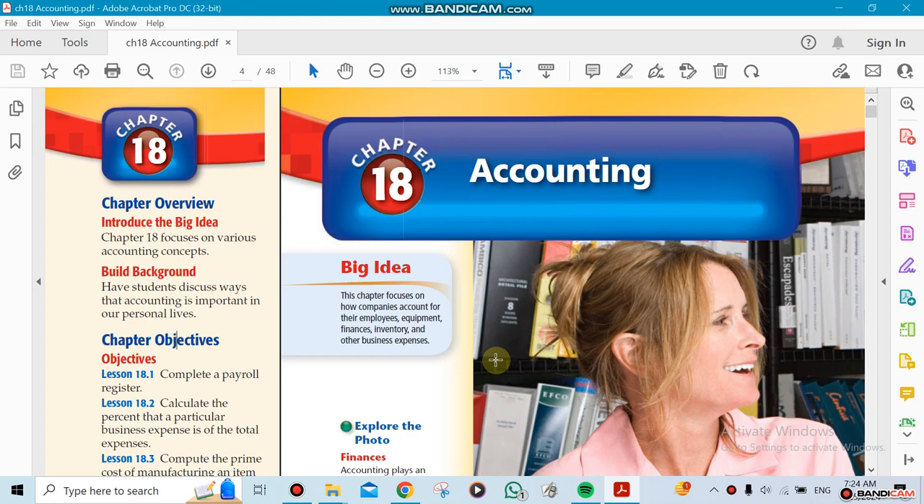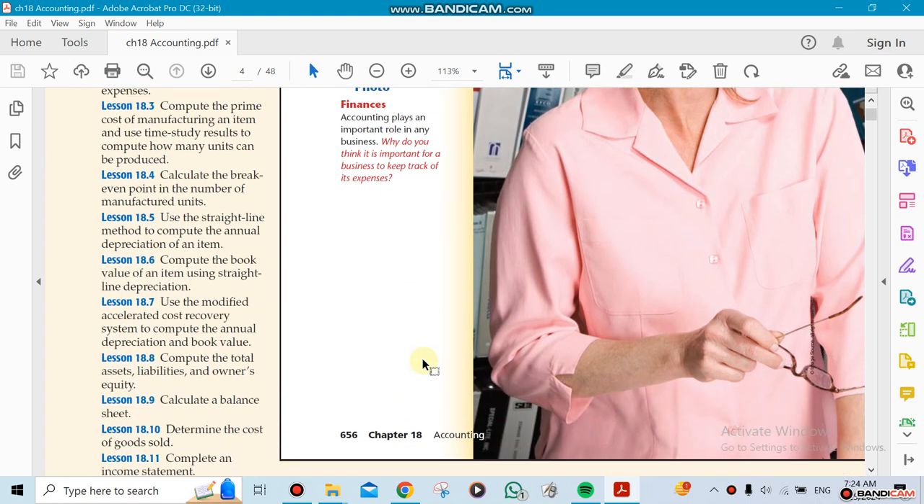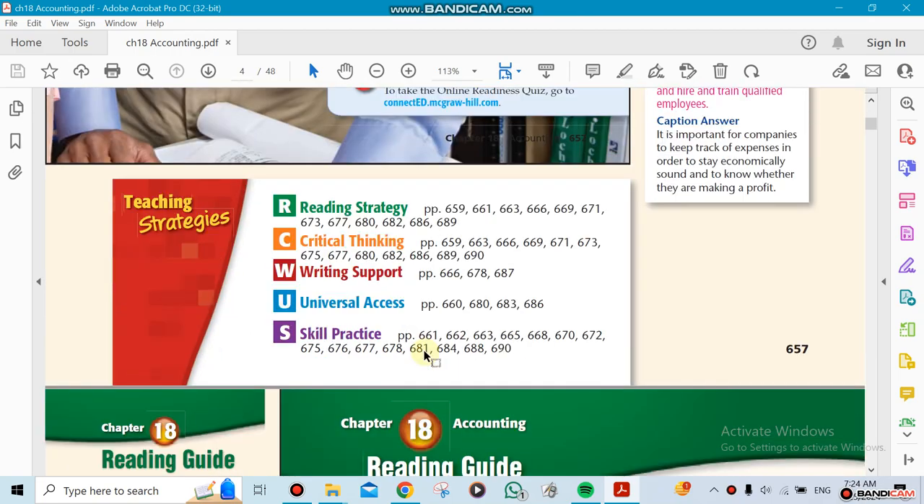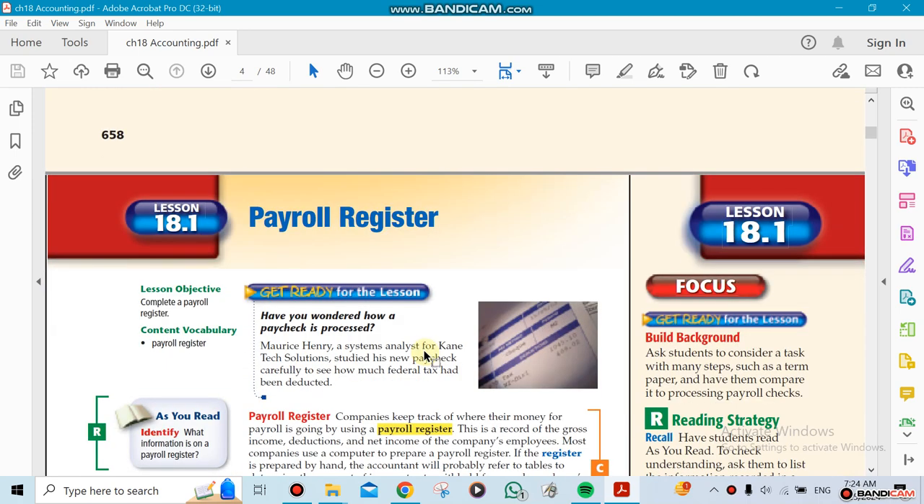In our business finance course, this chapter is called accounting. So this chapter is about accounting. It is going to be made of 11 sections, so it's going to take us a good amount of time to finish. The first section will be about payroll registers.